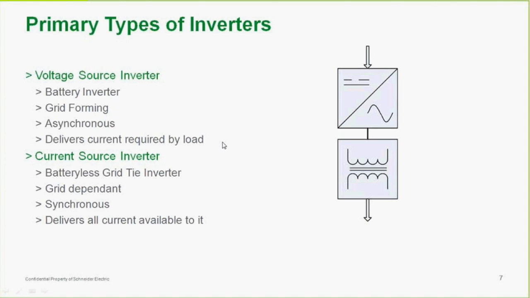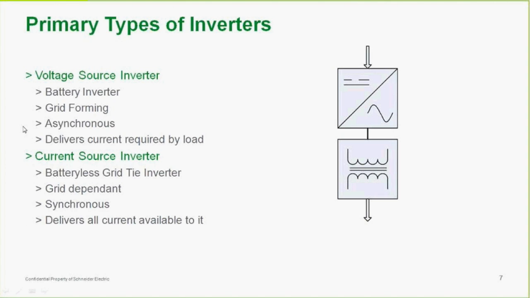Think of it like a generator. A generator is a voltage source. If you connect a 100-watt light bulb to a 10,000-watt generator, that generator will deliver, as this statement says, the current required by the load. So we don't have to worry about that extra 9,900 watts of energy. It's only delivering current required. It's a voltage source, very important.